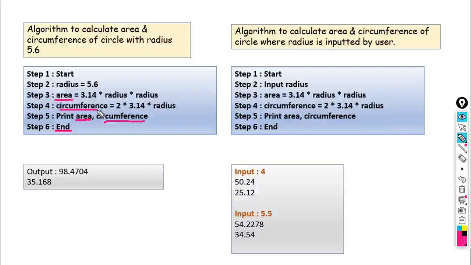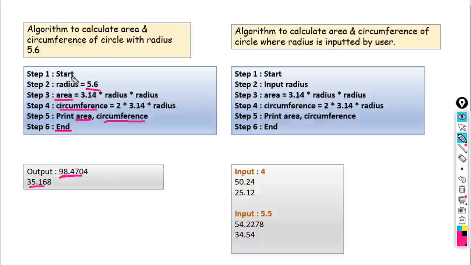That value will be used in the circumference formula, and afterwards it prints the value of area and circumference. So this is an example of this. With the help of this example, we can calculate the area and circumference of a circle. When we execute that using any programming language, what will be the output? Area 98 point something, circumference 35 point something, because this value is a constant value. It will not change during the execution of the algorithm; it will remain the same.